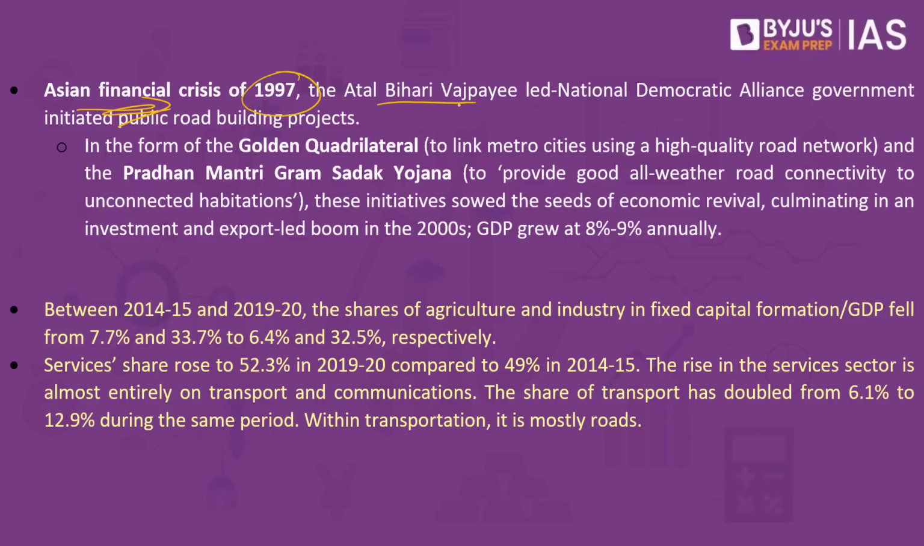The Atal Bihari Vajpayee led National Democratic Alliance government initiated public road building projects. So it started investing on the roads, which is nothing but the capital expenditure. So in the form of the Golden Quadrilateral to link metro cities using a high quality road network. Then we have the Pradhan Mantri Gram Sadak Yojana to provide good all-weather road connectivity to unconnected habitations. These initiatives showed the signs of economic revival, culminating in an investment and export-led boom in the 2000s. GDP also grew at 8 to 9% annually.